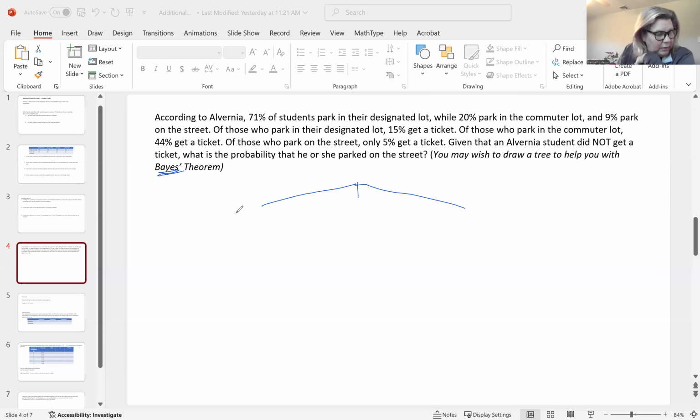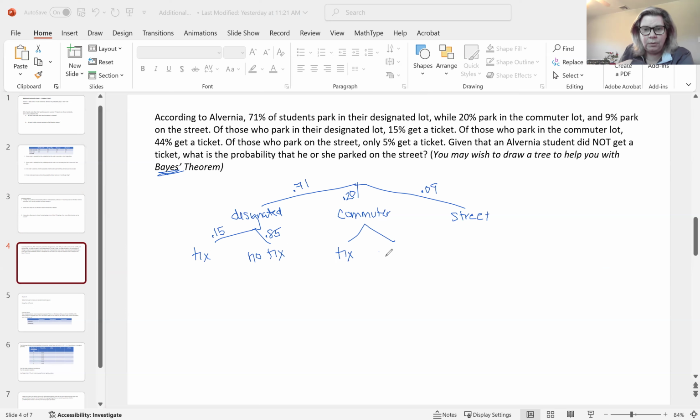I've got the designated lot, which has a 71% chance of somebody parking there. The commuter lot, which is 20%, and the street, which is 9%. Of those who park in the designated lot, 15% get a ticket. That means that the rest of them do not. So 1 minus 0.15 is 0.85.